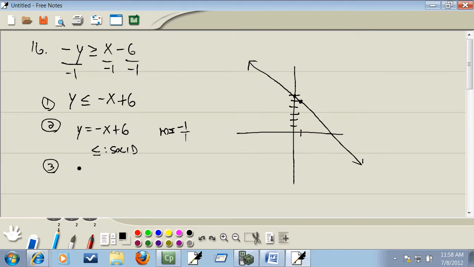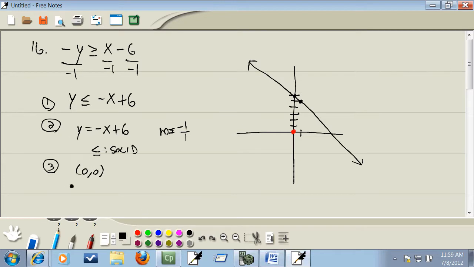Now we want to pick a test case, and I'm going to pick 0, 0. It's any point. You don't have to pick the origin. Origin is a really nice one, easy to work with though. But you can pick any point. You can pick negative 2, 3. You can pick 20, 10. Now notice when I pick 0, 0, it falls on this side of the line.